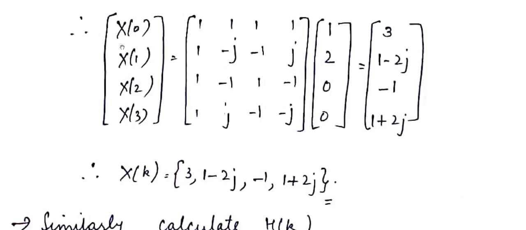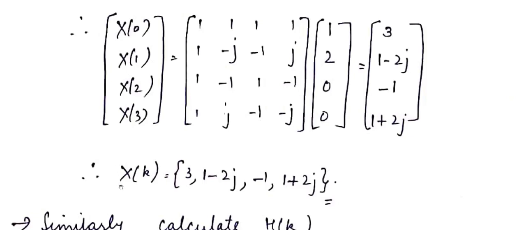That is X0, which is coming out to be 3. We have capital X1, which is coming out to be 1 minus 2j. Then capital X2 is coming out to be minus 1. Capital X3 is coming out to be 1 plus 2j. You should remember that if there is any complex value, it will come in complex conjugate pairs. So you can check whether your DFT is correct or not.